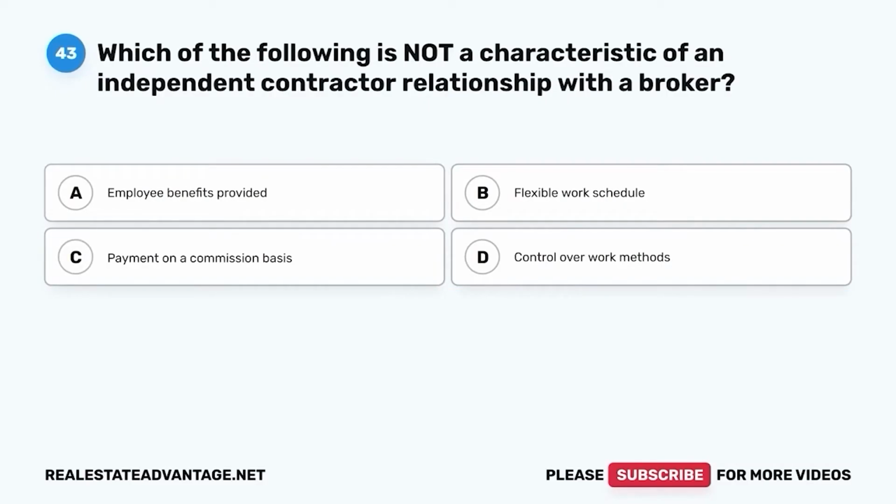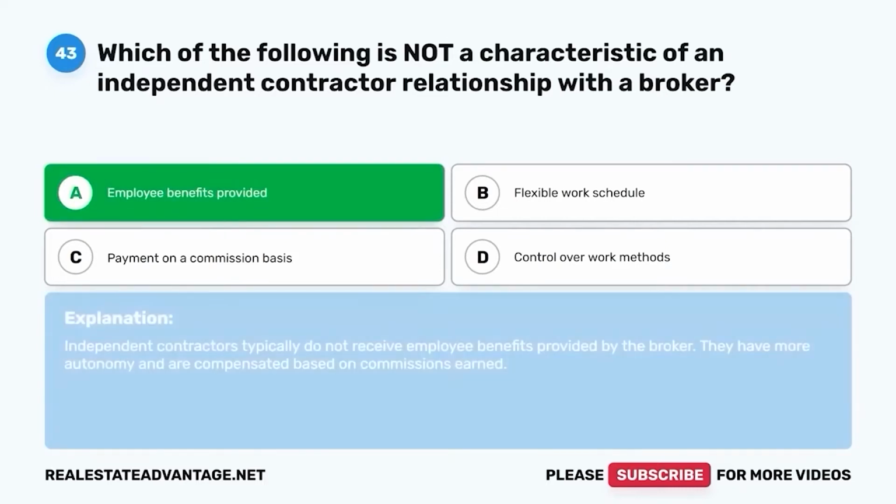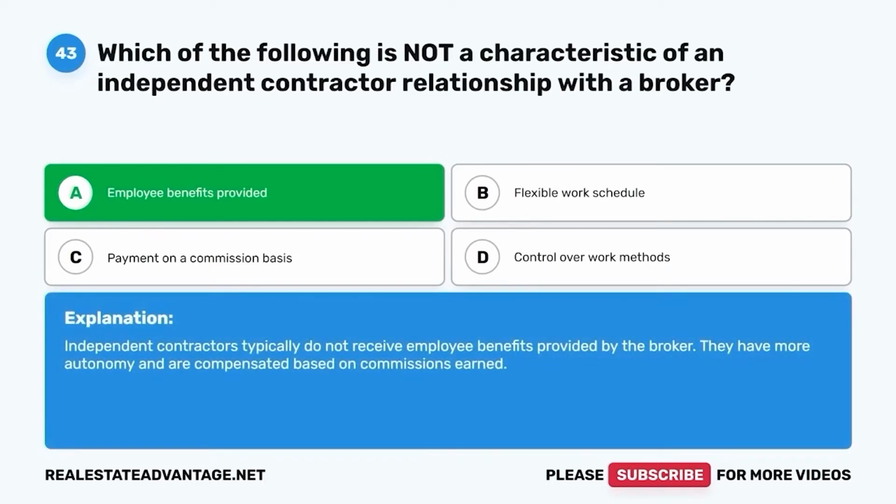Question 43. Which of the following is not a characteristic of an independent contractor relationship with a broker? A, employee benefits provided. B, flexible work schedule. C, payment on a commission basis. D, control over work methods. The correct answer is A, employee benefits provided. Independent contractors typically do not receive employee benefits provided by the broker. They have more autonomy and are compensated based on commissions earned.